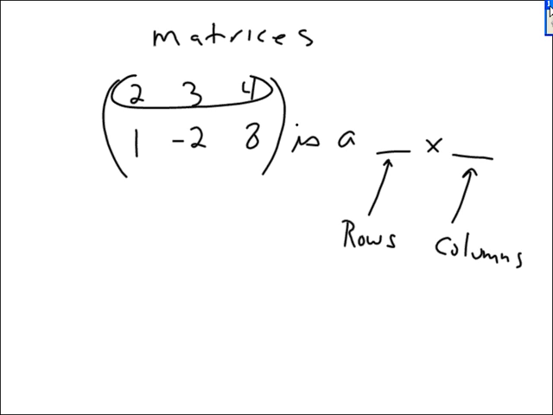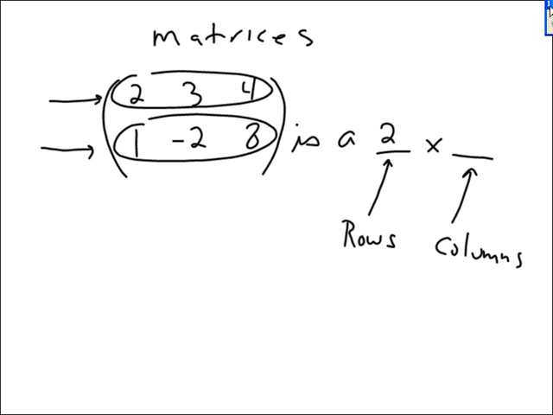This is the first row of numbers. This is the second row of numbers. And there is no third row of numbers. That is, there are two rows. This is called row 1: 2, 3, 4, and 1, negative 2, 8. That's the entries in row 3. Excuse me, in row number 2.